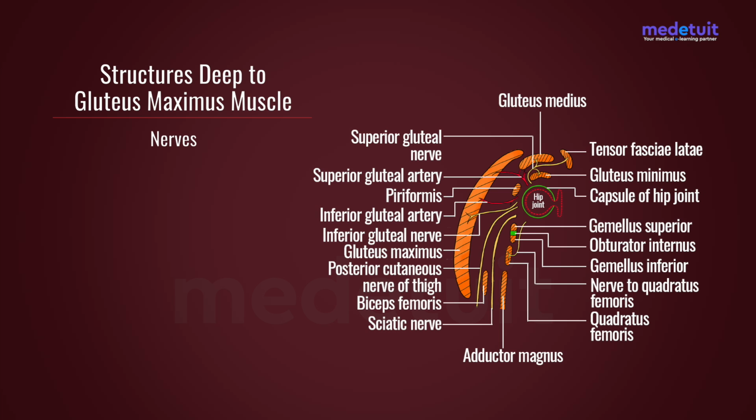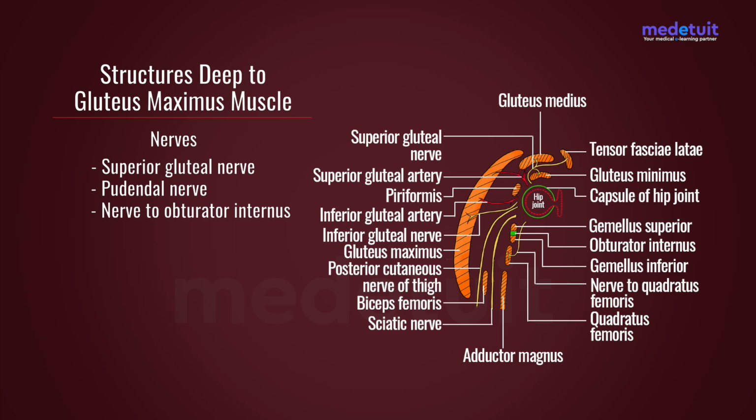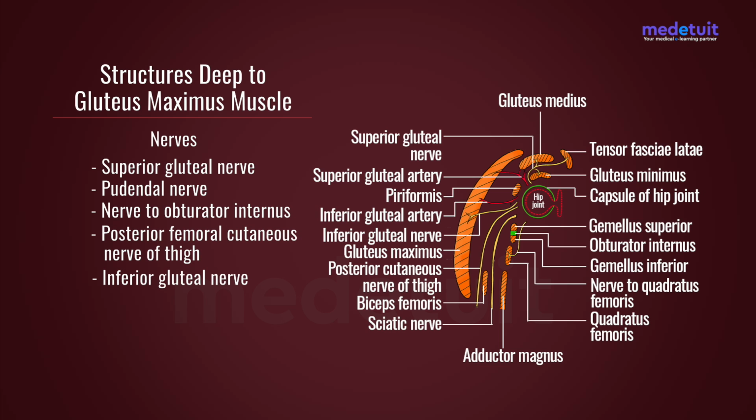We have the nerves. In the superior border of the piriformis, we have the superior gluteal nerve. In the inferior border of the piriformis, from medial to lateral side, we have the nerves. There is the pudendal nerve, nerve to obturator internus. We have the posterior femoral cutaneous nerve of thigh. We have the inferior gluteal nerve, nerve to quadratus femoris, and the thickest nerve, the sciatic nerve.